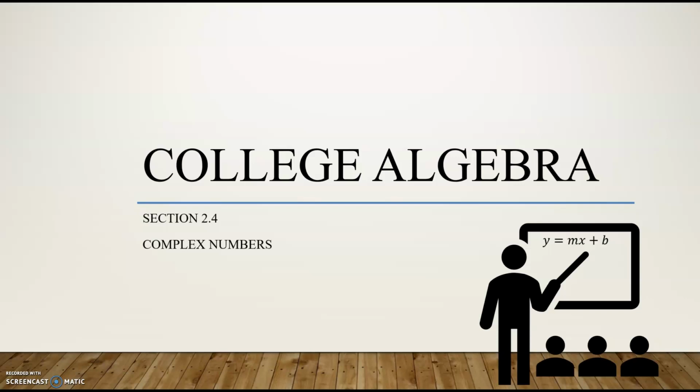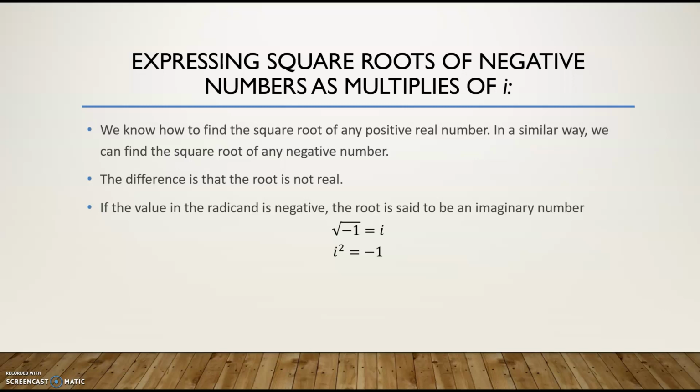All right, this is section 2.4, and we're talking about complex numbers. Expressing square roots of negative numbers as multiples of i. So we know how to find the square root of any positive real number. In a similar way, we can find the square root of any negative number. The difference is that the root is not real.